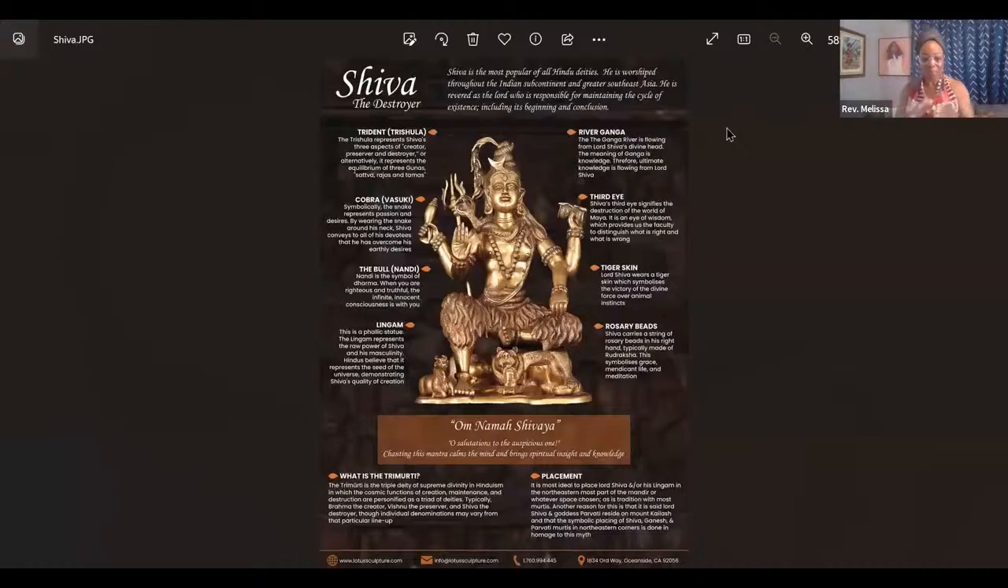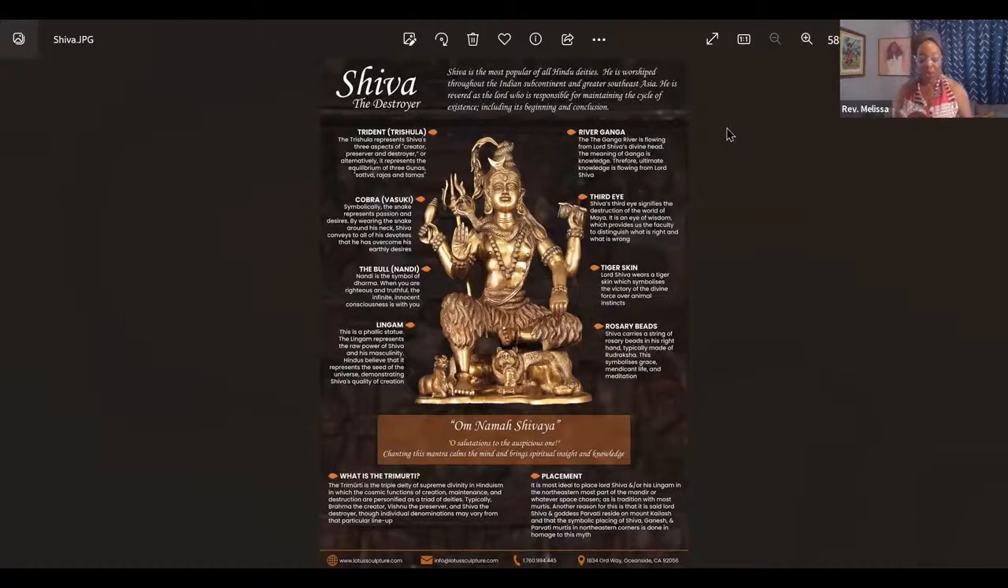I want to share a picture because I love a visual. I'm going to share a picture of Lord Shiva. Can y'all see that? Good. I'm going to share some other symbols, some of which Jan has already mentioned when she was guiding us in the meditation. The trident represents Shiva's three aspects of creator, preserver, and destroyer. The cobra represents passion and desires. By wearing the snake around his neck, Shiva conveys to all his devotees that he has overcome his earthly desires. The bull, the symbol of cosmic order or law.